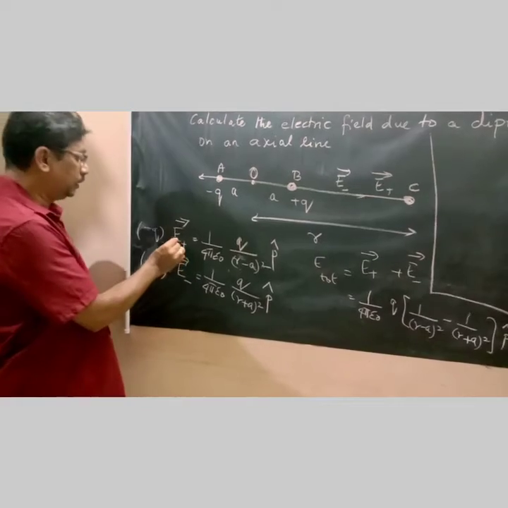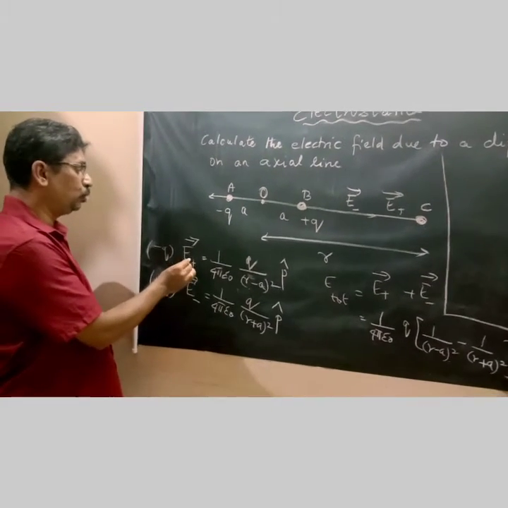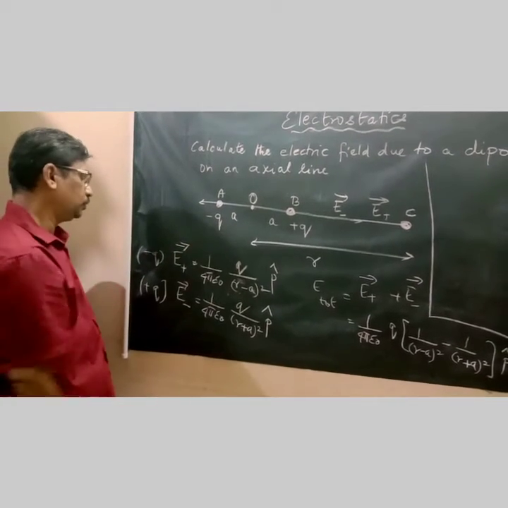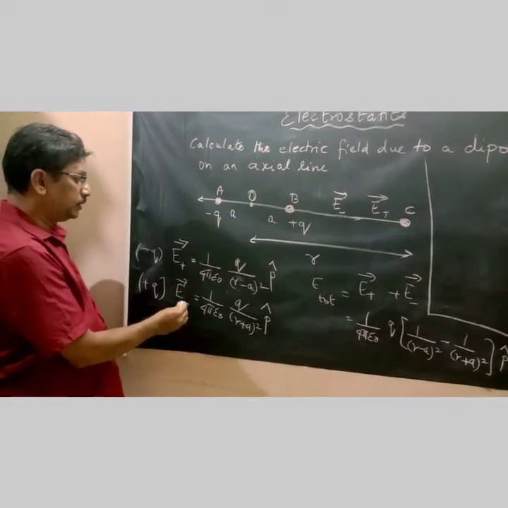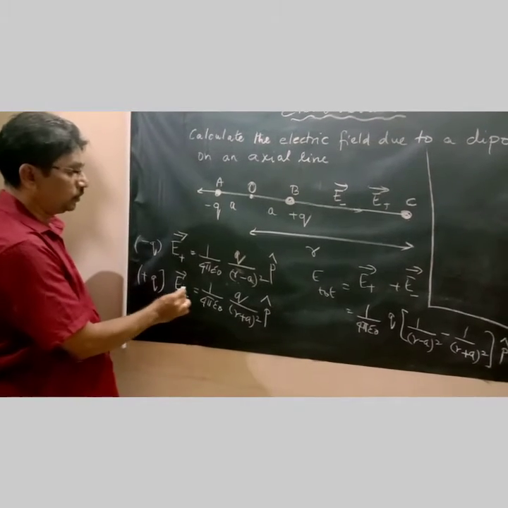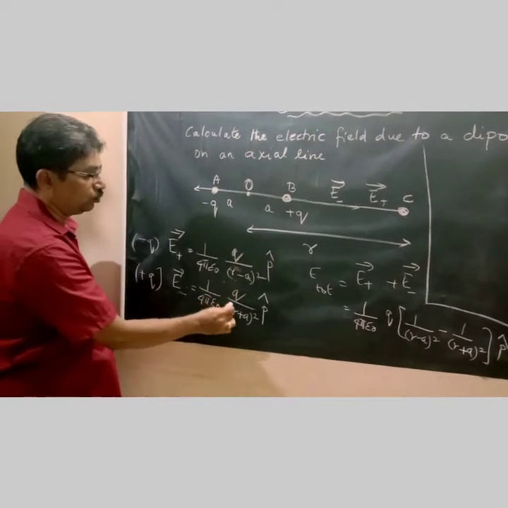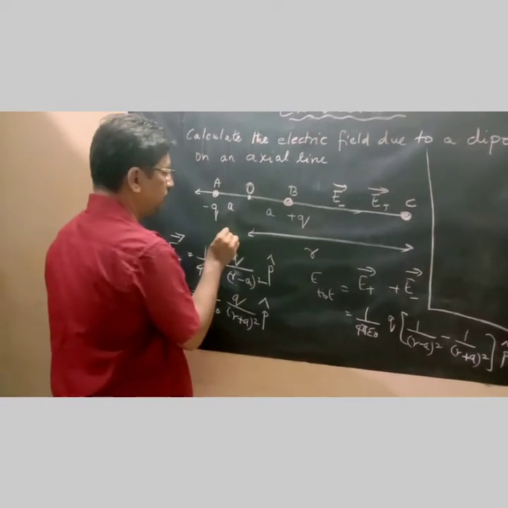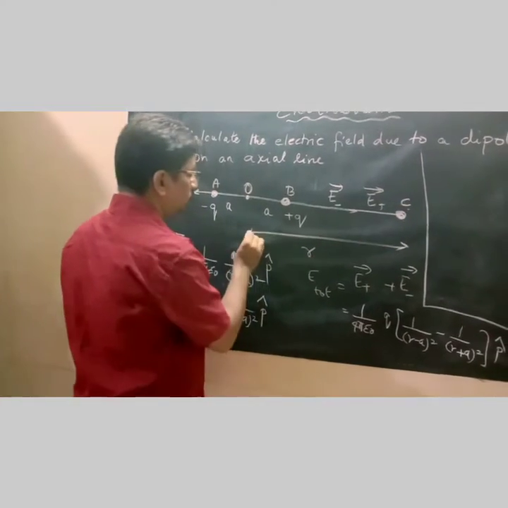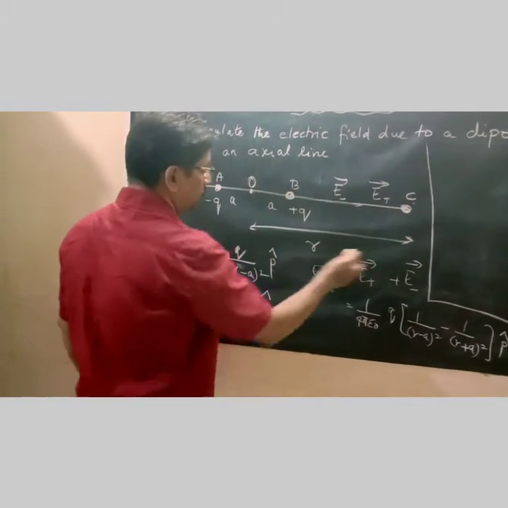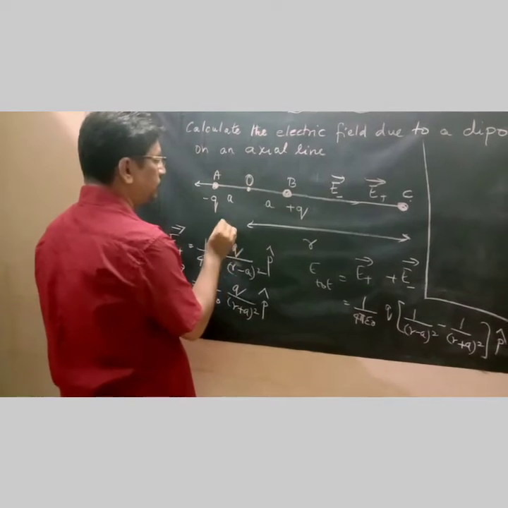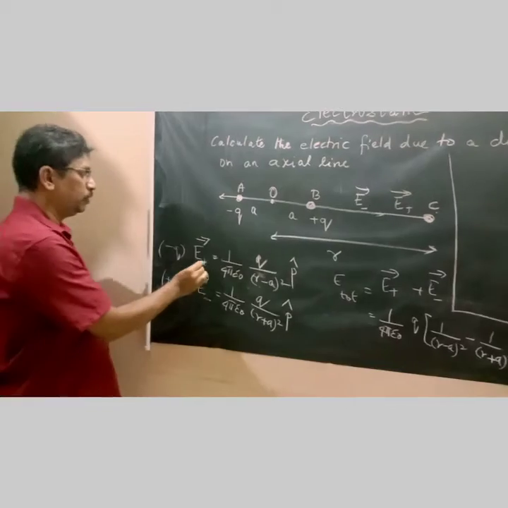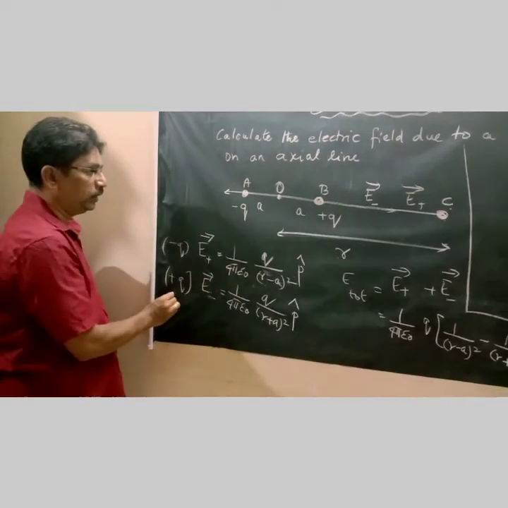So this is the electric field due to the point charge minus Q. Again, the electric field due to the point charge plus Q is 1 by 4 pi epsilon naught into Q by R plus a the whole square. R plus a means from point A to C: from O to C the distance is R, and from A to O the distance is a. Therefore R plus a the whole square. So this is from the point minus Q, and this is from the point plus Q.